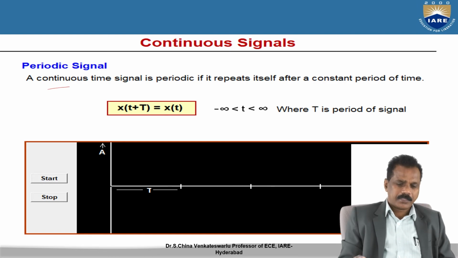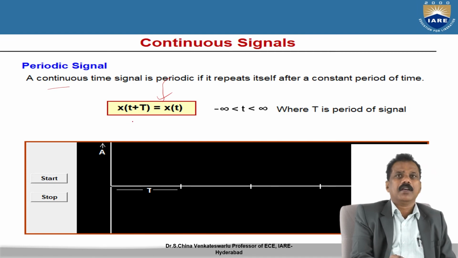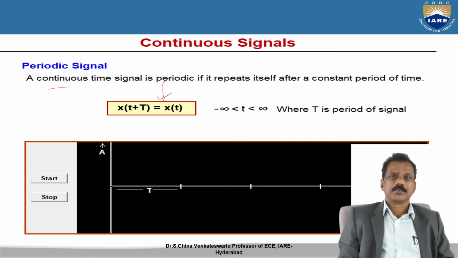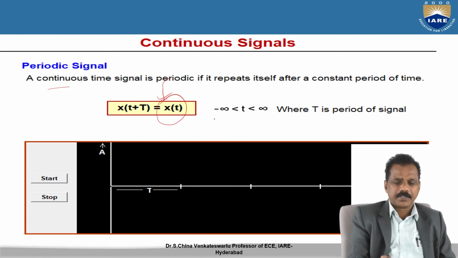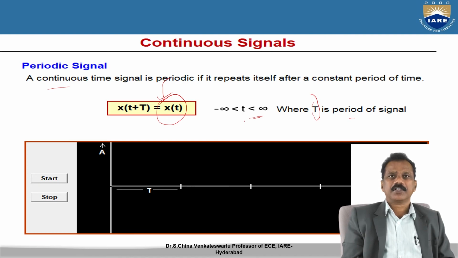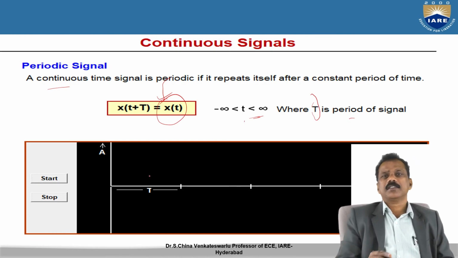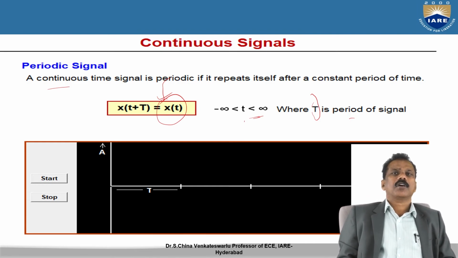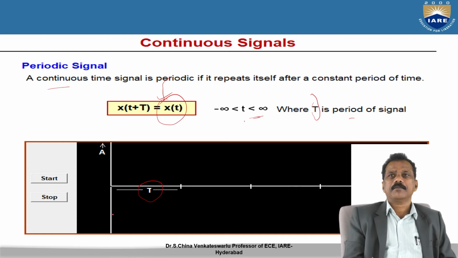Now we have to represent the mathematical equation, where x of t plus capital T is equal to x of t. We have to use the interval minus infinity less than t less than infinity, where capital T is the period of the signal. We represent it graphically with t versus amplitude, which increases or decreases, so we verify the t value, the time t, which is the period of the signal.